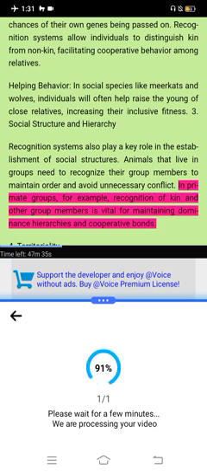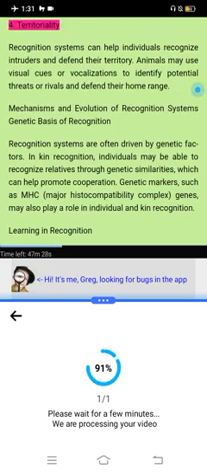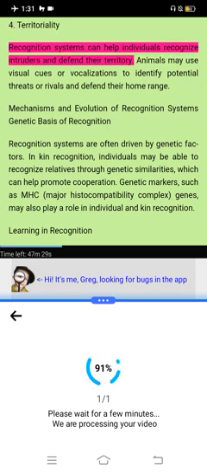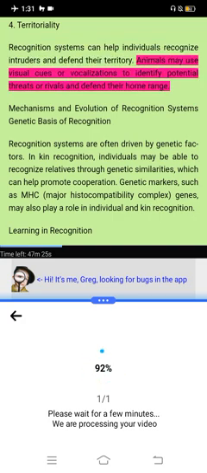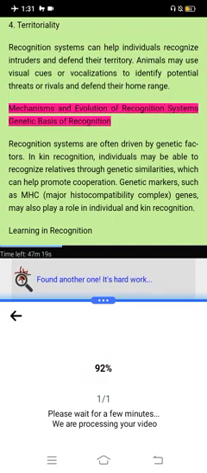In primate groups, for example, recognition of kin and other group members is vital for maintaining dominance hierarchies and cooperative bonds. 4. Territoriality. Recognition systems can help individuals recognize intruders and defend their territory. Animals may use visual cues or vocalizations to identify potential threats or rivals and defend their home range.